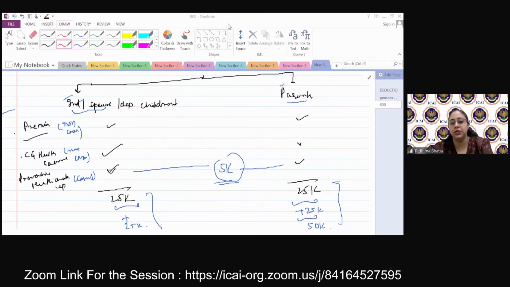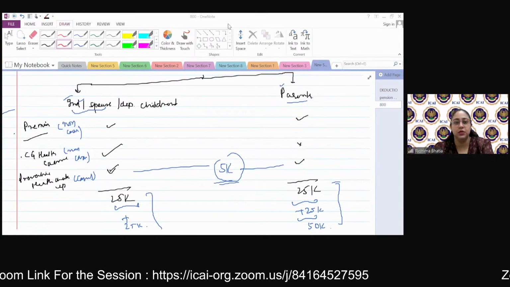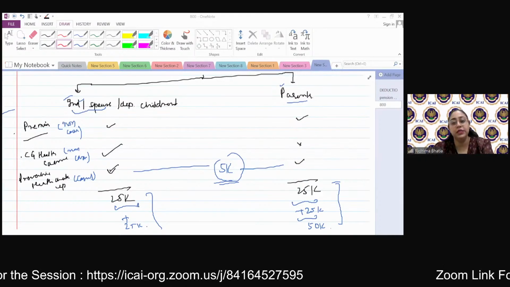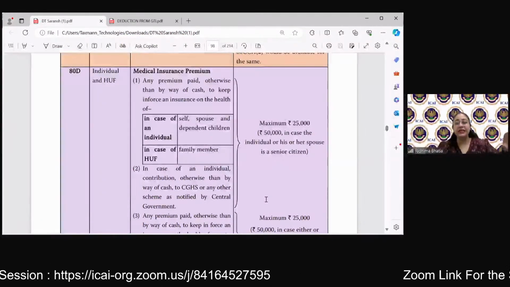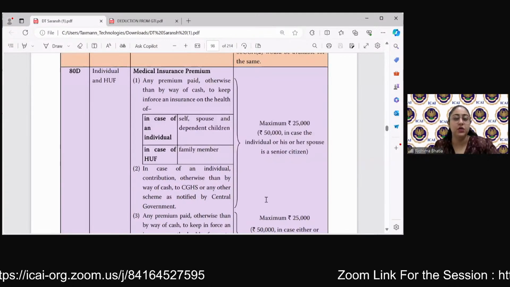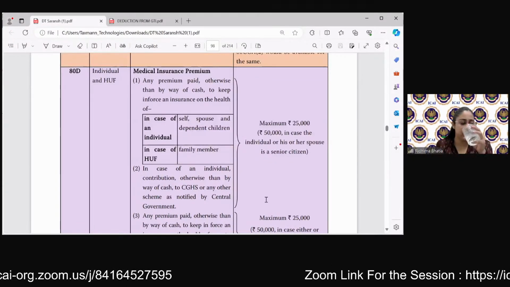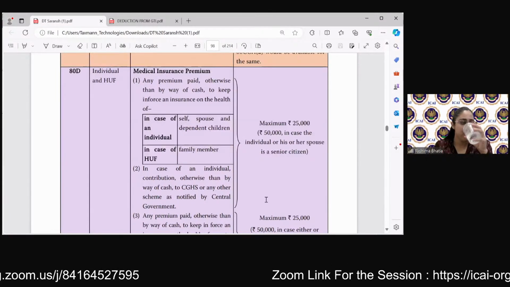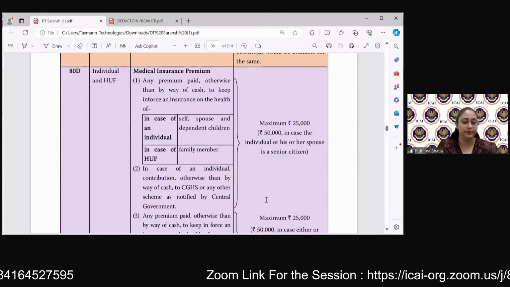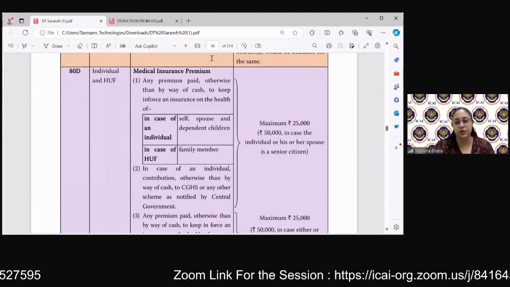Quickly go through it and ask your questions. This is 80D, which we just covered. This is also very common. 80C and 80D definitely would be a part of your full-fledged question. Definitely. So please pay attention to that.